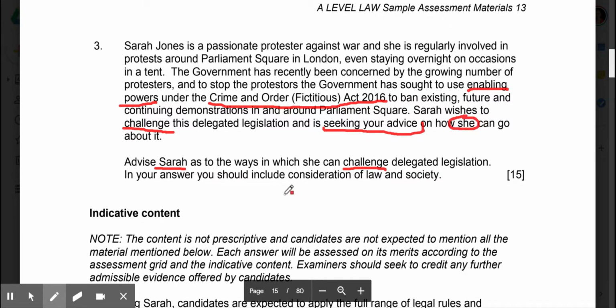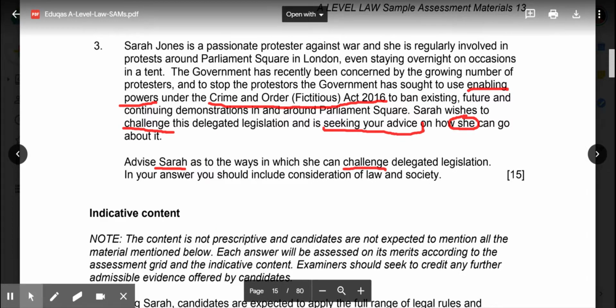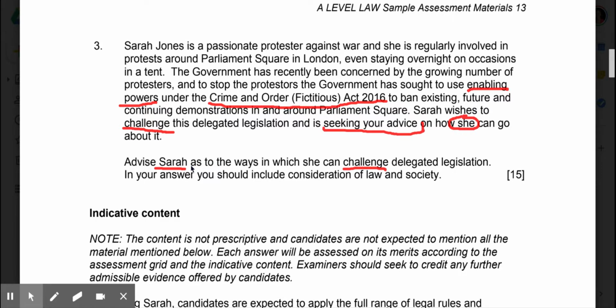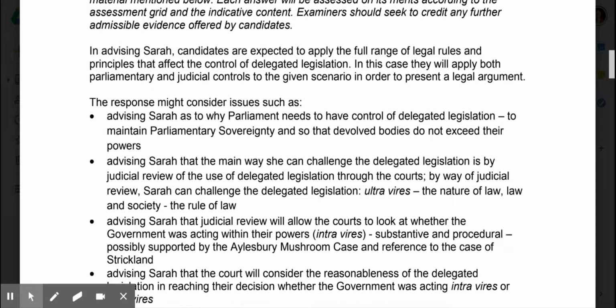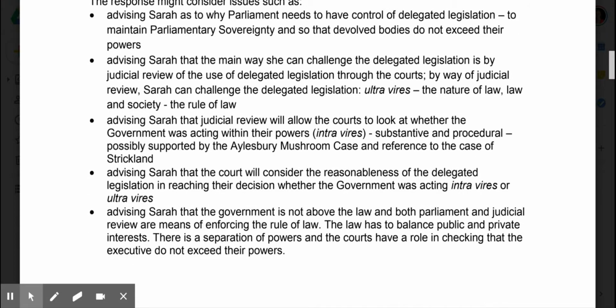Now, the most important thing that I will draw to your attention here is Sarah Jones is a passionate protester, but she is not an MP. She is not a member of the House of Lords. Keep that in mind. So let's have a think about the sorts of things that the exam board is looking for.